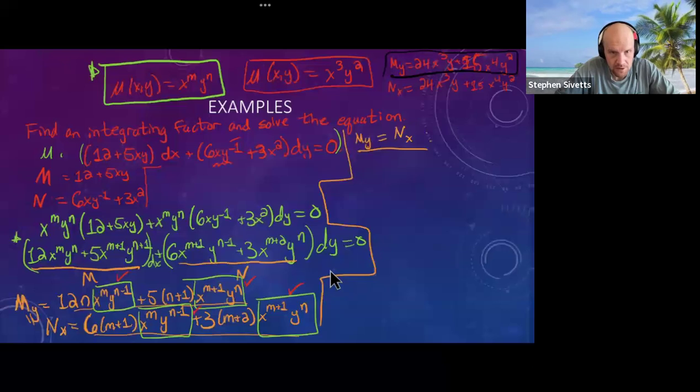So yeah, you're just multiplying both sides by that integrating factor, making it exact, and then using that to solve the differential equation, right? And so yeah, so this is the redefined version of the differential equation.